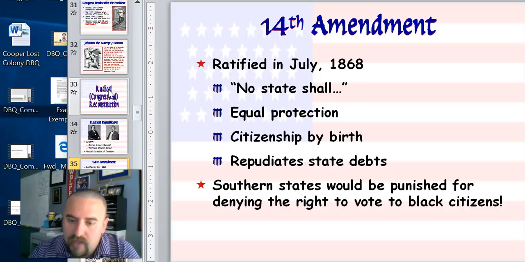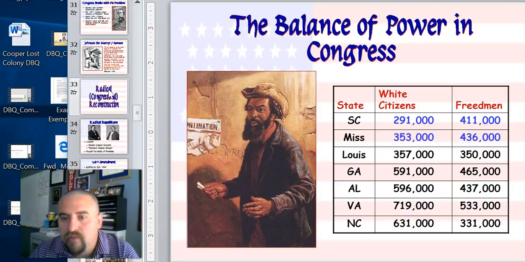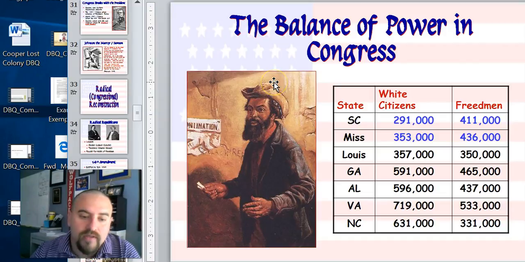But Congress is going to have to spell that out again in another one. Right, the balance of power in Congress, the reason why this is going to be important with voting rights is, especially take a look at South Carolina and Mississippi. Freedmen are going to outnumber white citizens. So they possibly could dominate the political spectrum in South Carolina and in Mississippi especially.